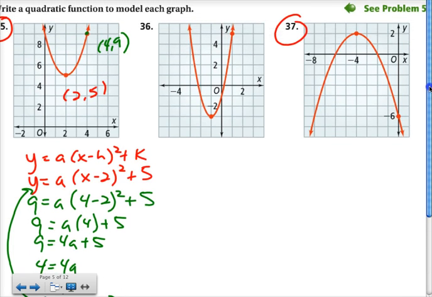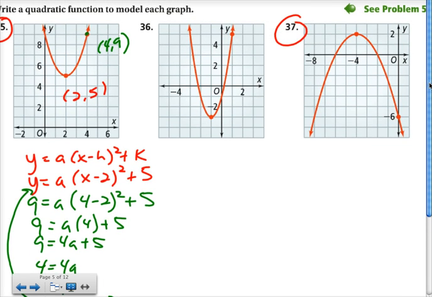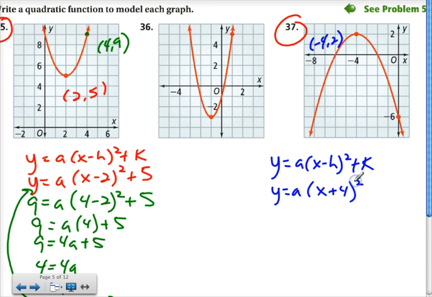And then I can go up to number 37 and go through the same process here. Here I have my vertex at (negative 4, 2). So I think about my formula, and I realize that negative 4 and 2 need to go in for h and k. So when I put the negative 4 in there, it will be x minus a negative 4, which is really x plus 4 squared plus 2.